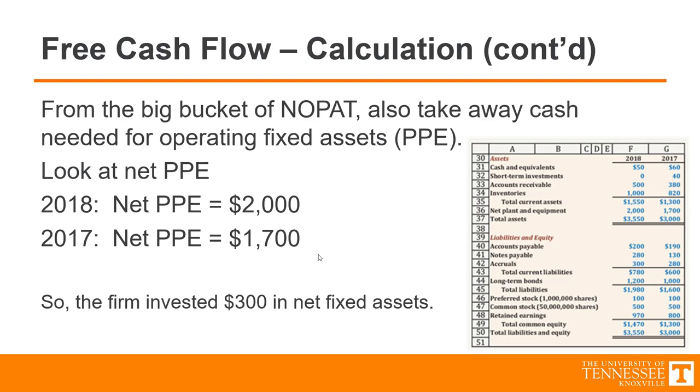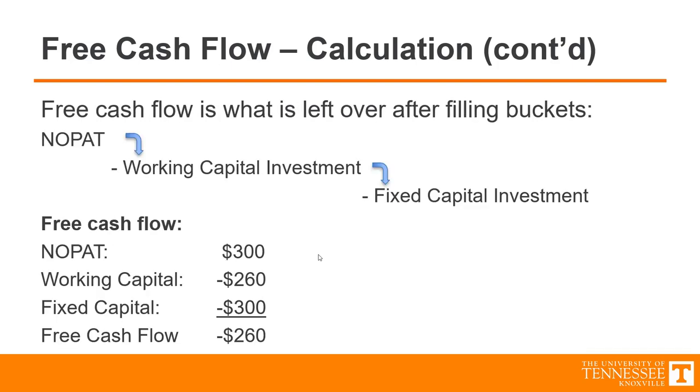So we have these two investments that the firm has made, one in operating working capital, one in net fixed assets. And so as we pour money out of our starting bucket and fill up these other buckets, what we're left with, we're going to define as the free cash flow of the firm. So in this case, we start off with $300 in NOPAT. We take away the working capital investment. We take away the fixed capital investment. And we're left with free cash flow of negative 260.